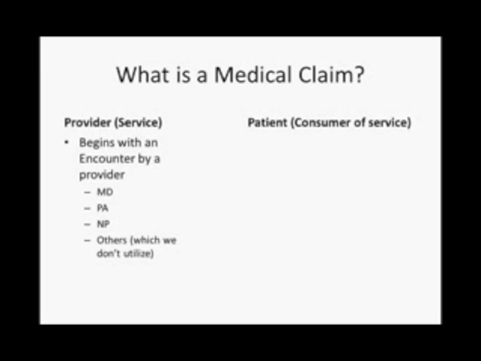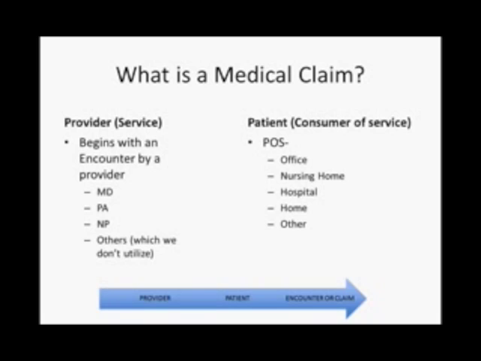The patient will come and see the doctor, and we will have to determine where this patient was seen. Was the patient seen in the office? Was the patient seen in the nursing home, hospital, or at home, or other places? For the purpose of this training, we're going to stick to office visits or nursing homes. So again, the claim is really an invoice of the service that was provided by a service provider, usually a physician or a clinical practitioner, and the patient coming together for an assessment. The encounter then occurs and a claim can be created.